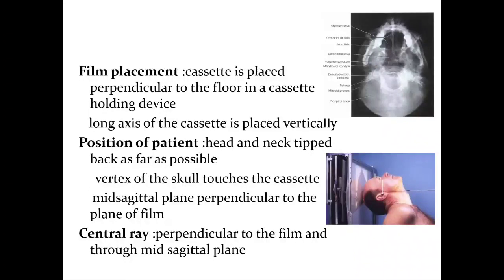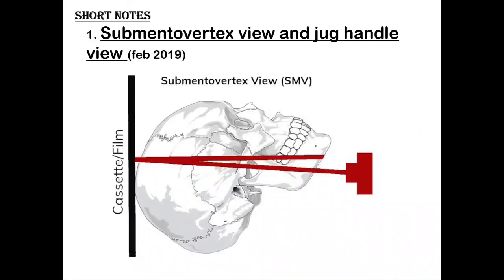So the film placement is such that the cassette is placed perpendicular to the floor, and the long axis of the cassette is placed vertically. And the patient position in submentovertex is that the vertex of the head is supposed to touch the cassette, and the mid-sagittal plane is perpendicular to the plane of the film. And the central ray is directed perpendicular to the film and through the mid-sagittal plane. So as you can see here, a vertical angulation of almost minus 5 degrees is being given.